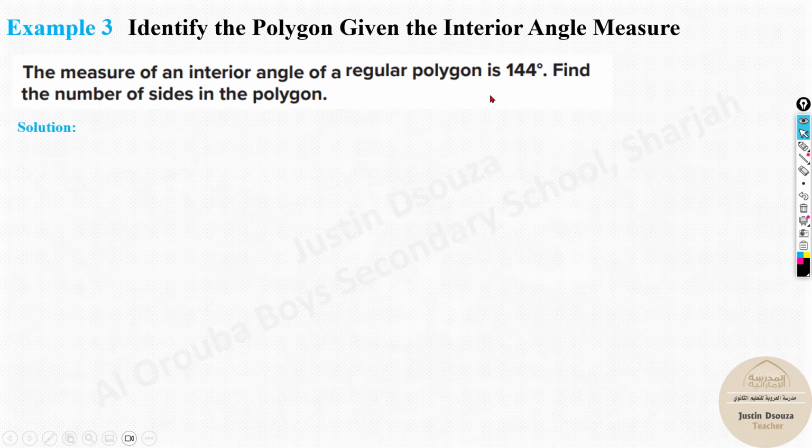Again, it's similar. See, they have told us it's a regular polygon. Let's do it quickly. A regular polygon is how much?